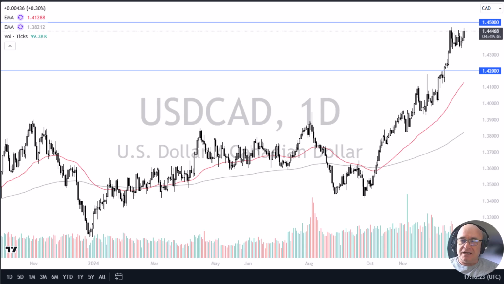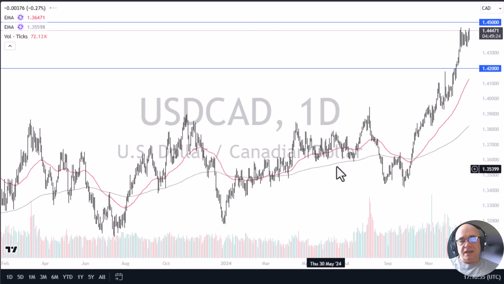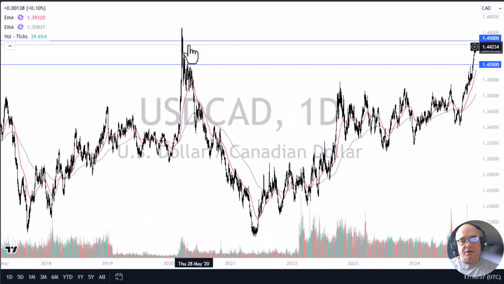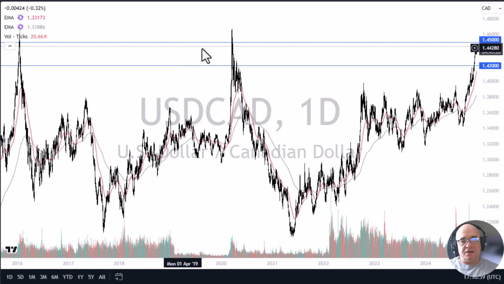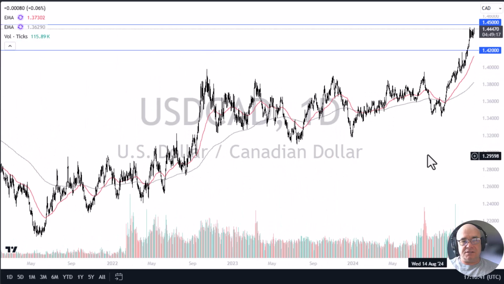Another day, another rally in the greenback against the Canadian dollar, but it is worth noting that we are threatening a pretty serious resistance barrier in the form of the 1.45 level. When you look at the history of this pair, this is an area that's obviously been massive resistance.